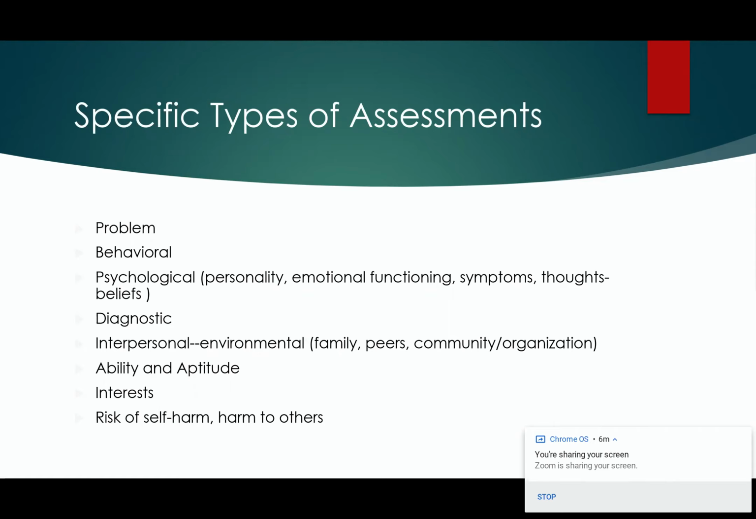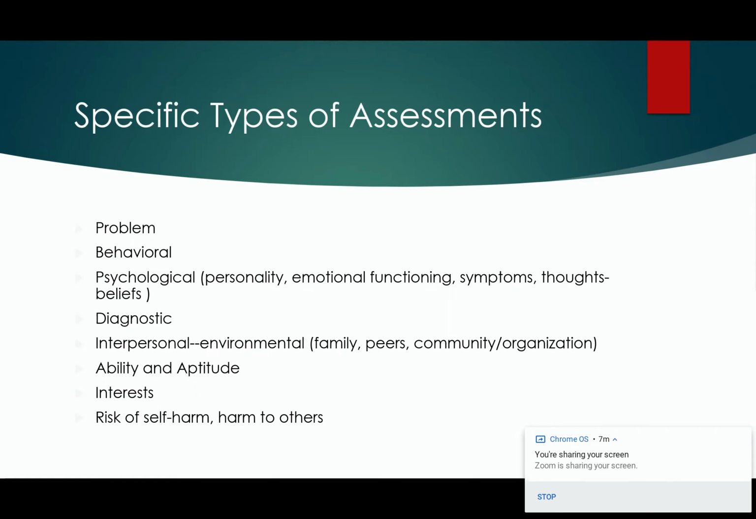We also have psychological assessments, which may include personality or emotional functioning tests. This is where we're talking about symptoms, thoughts, and beliefs. We also have diagnostic assessments, and this is typically where we're using pre and post testing. So an example of this would be measuring their level of anxiety or depression when treatment starts, and then measuring it again when treatment is over, close to the end of treatment, to assess how their symptoms or how their problems have changed. We also might be doing assessments on their communities, their families, and their peers.